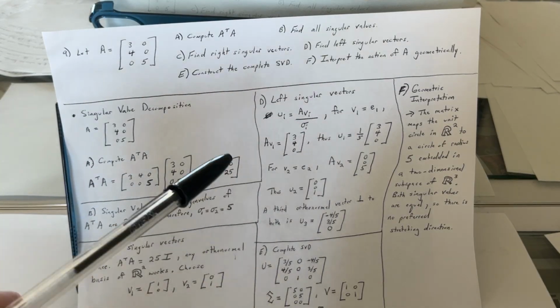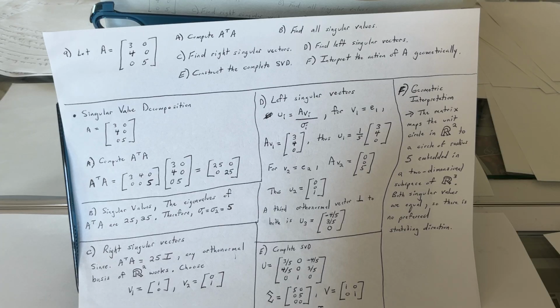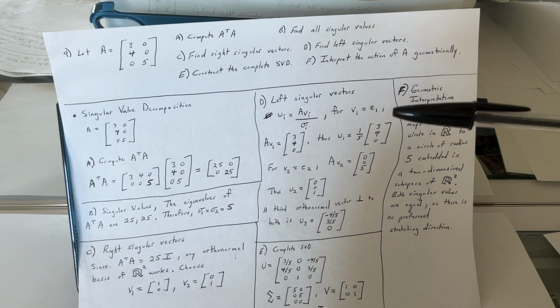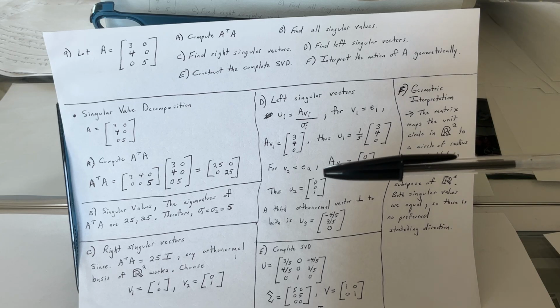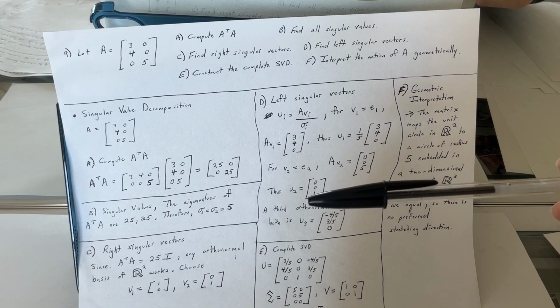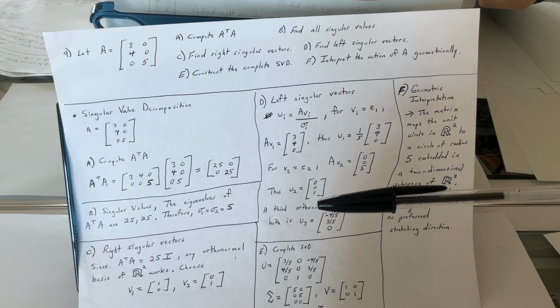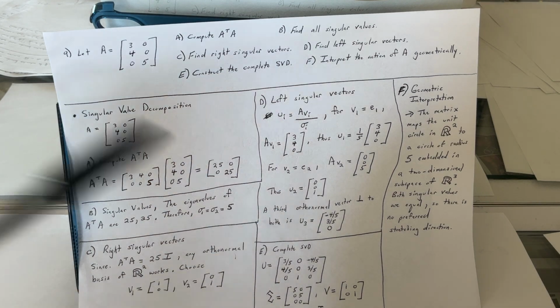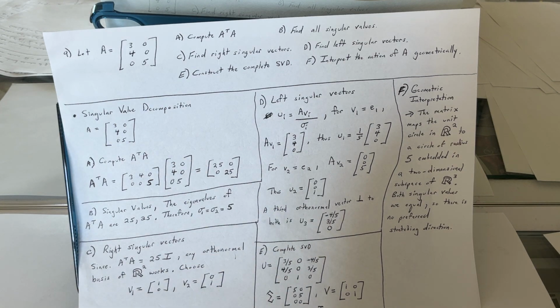For v1 equals e1, A v1 equals the column 3, 4, 0, and thus u1 is 1/5 times the column 3, 4, 0. For v2 equals e2, A v2 is the column 0, 0, 5, thus u2 is the column 0, 0, 1. And a third orthonormal vector perpendicular to both is u3 equals the column negative 4/5, 3/5, 0.